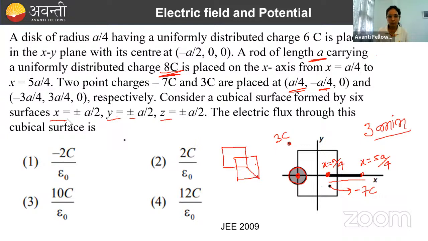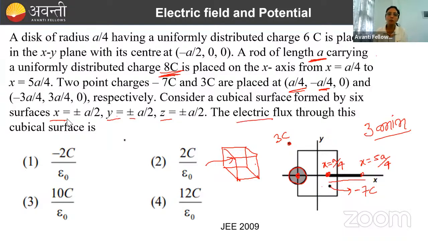So I have drawn the cube here. Its side is a by 2. You can see clearly which portion of the charges, or how many charges, will be inside this cubical surface. We have to find the electric flux. If we apply Gauss's law here, we can easily calculate the electric flux.